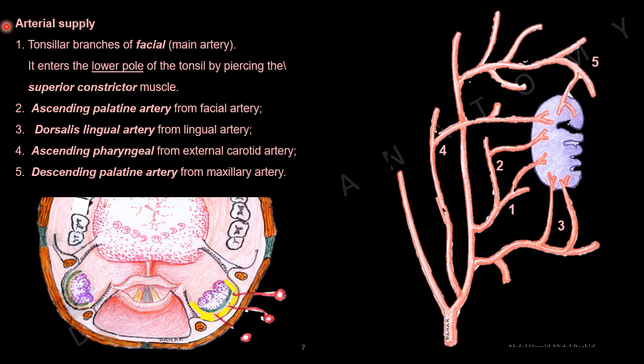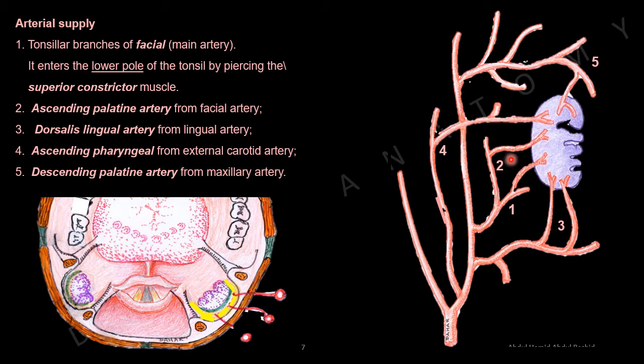Arterial supply of the palatine tonsil. Palatine tonsil receives many arteries. However, the main artery comes from the facial artery, that is the tonsillar branch of the facial artery, number 1. Usually, the tonsillar branch of the facial artery enters the lower pole of the palatine tonsil. Next artery is number 2, ascending palatine artery, also coming from the facial artery.